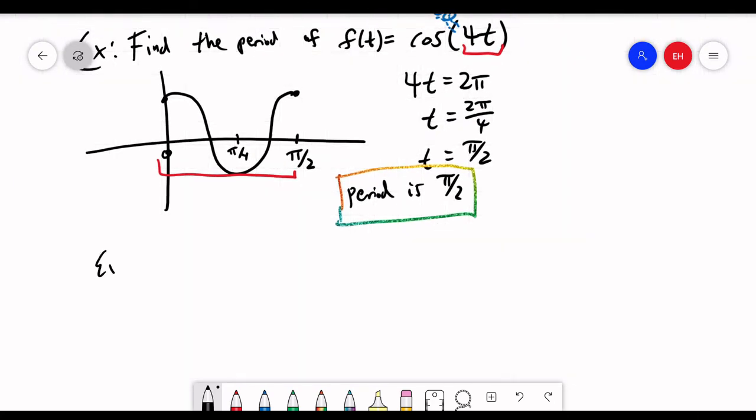So you can either do it by looking at the graph or just setting the inside equal to the basic period, which for cosine is 2 pi. Probably the second way is going to be easiest. That's what I would recommend. Okay, let's take a look at another one.